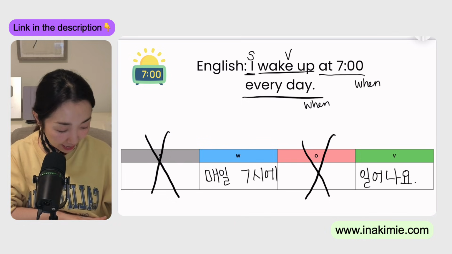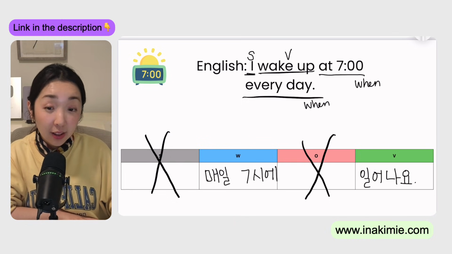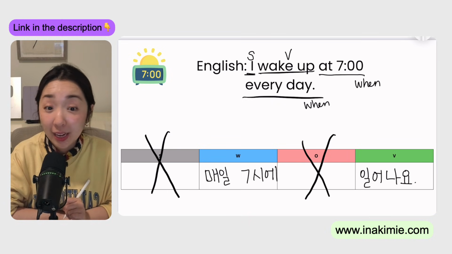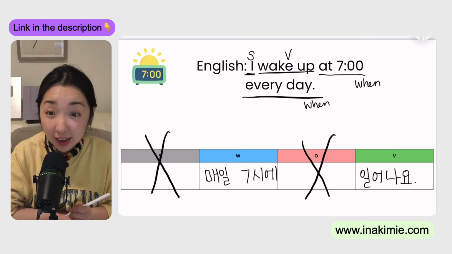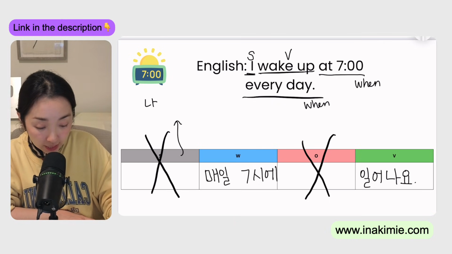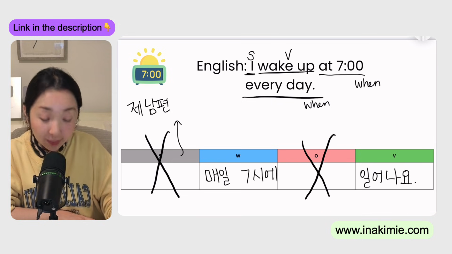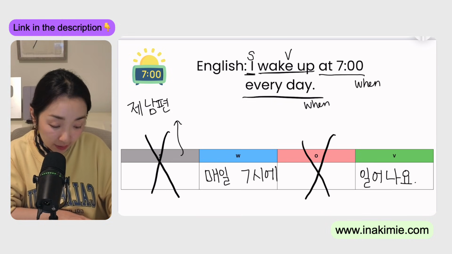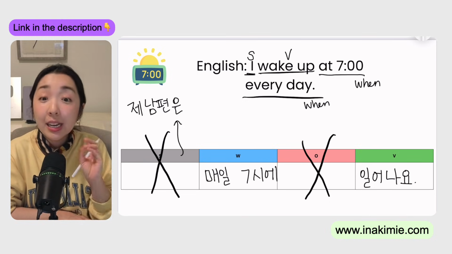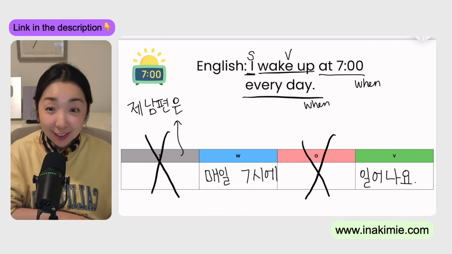Okay? So then for advanced learners, maybe we can plug in something else other than I. What about my husband wakes up at 7 o'clock every day? If I were to change my subject to husband, it would be 남편. And I can put my husband by putting 제 남편은. Topic mark him. Very specific to that person. 제 남편은 매일 7시에 일어나요.